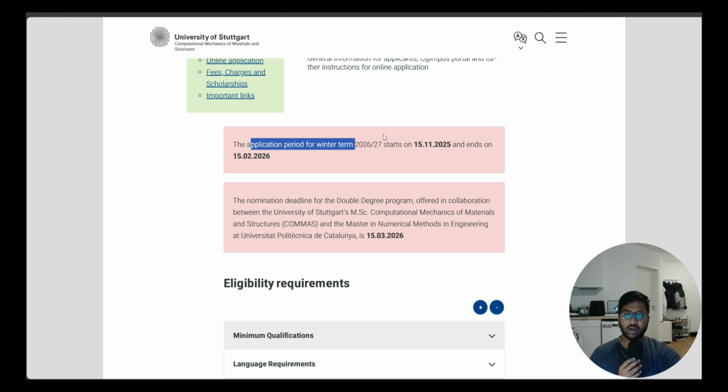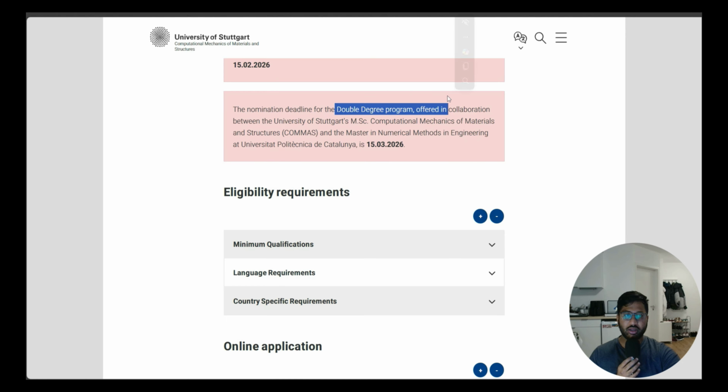So we got to know the application period. For winter semester 2026-2027, it starts from 15th November and ends on 15th February, and we still have 4 days, so I will show you how to apply. But if you are applying for a double degree, then you can apply until 15th March.